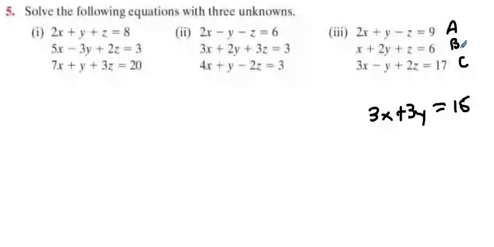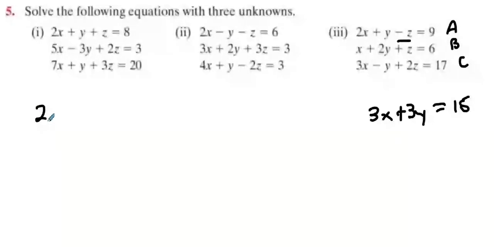I have a choice now. I can use B and C, or I can use A and C. That's your own choice to make, okay? I'm not going to control that much. I'm going to use A and C because I'm lazy. Why is AC easier? It's already a minus, isn't it? So I'm going to multiply A by 2.